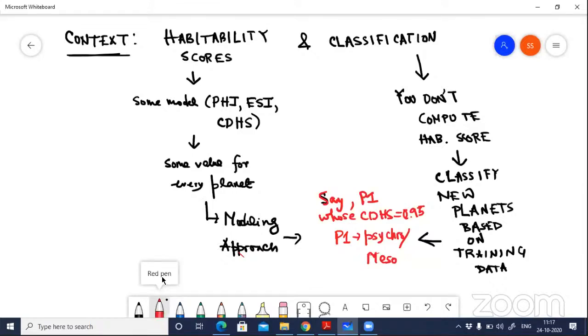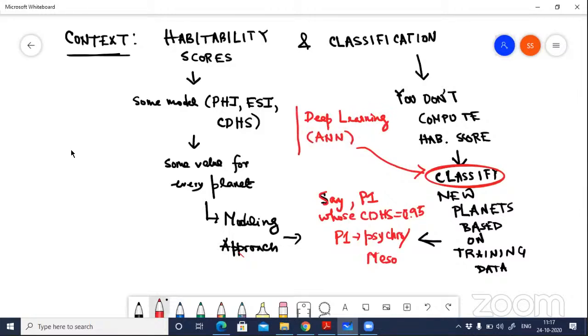Now remember, when we are doing this classification, we took a deep learning approach, which is artificial neural network based. When do I call an artificial neural network a deep learning network? When you have many layers. Artificial neural networks could be shallow or deep.